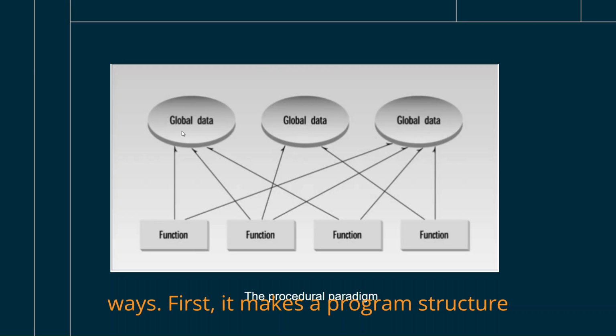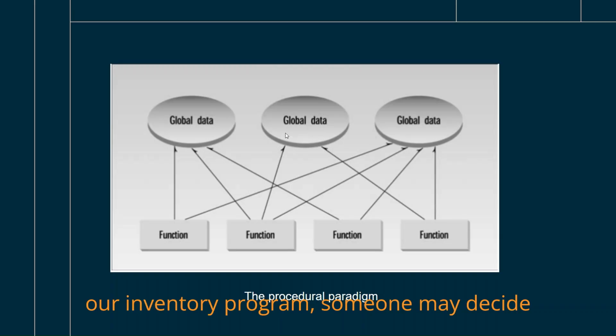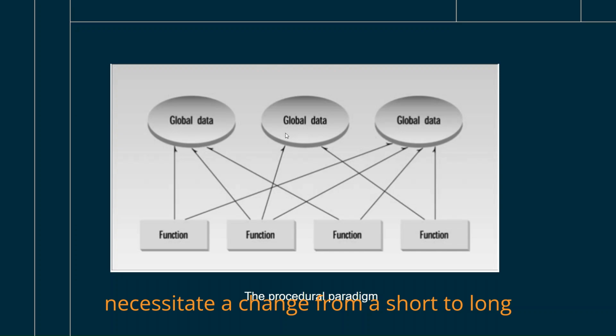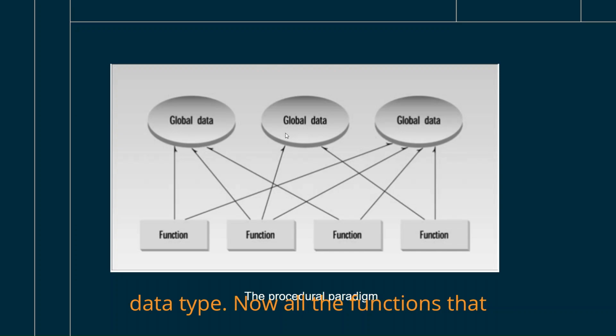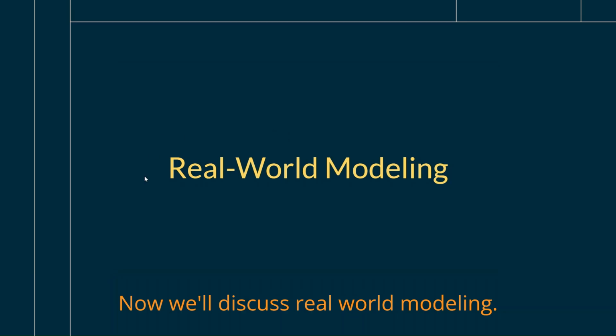First, it makes a program structure difficult to conceptualize. Secondly, it makes a program difficult to modify. A change made in a global data item may necessitate rewriting all the functions that access that item. For example, in our inventory program, someone may decide that the product codes for the inventory items should be changed from 5 digits to 12 digits. This may necessitate a change from a short to a long data type. Now all the functions that operate on the data must be modified to deal with the long instead of a short.